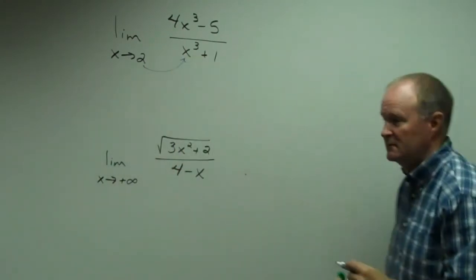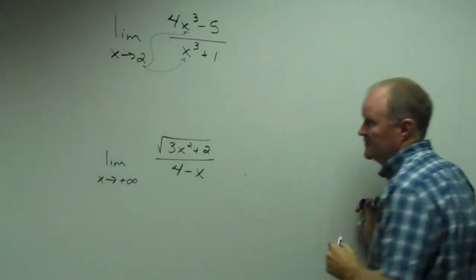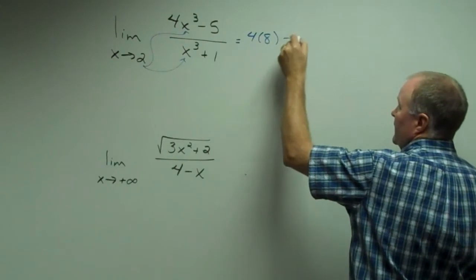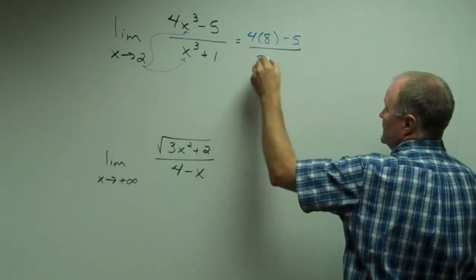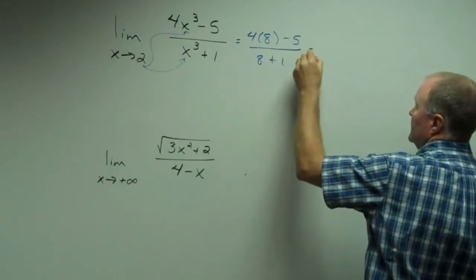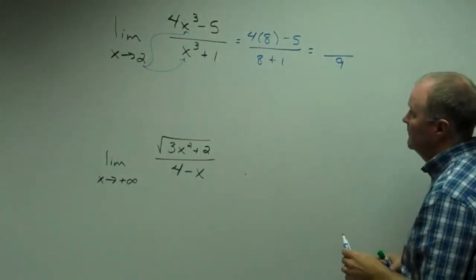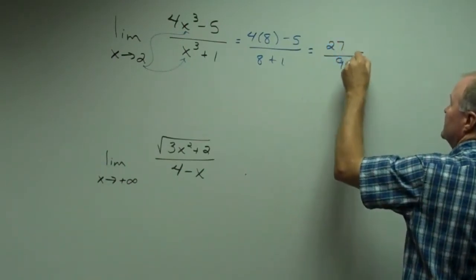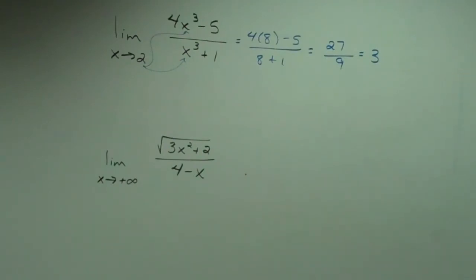And it's okay, right? 2 cubed. Both times. Gives me 4 times 8, minus 5, all over 8 plus 1. So that's a 9 on the bottom. And 32 minus 5 is? 27. Oh, that is so nice. Does not happen very often in calculus where you get a nice little number like that. 3.